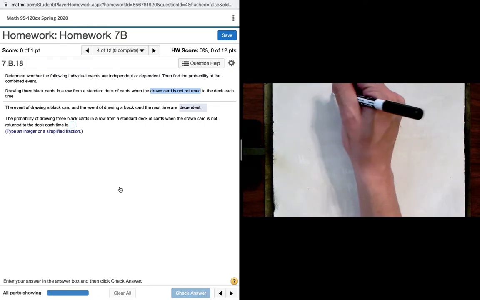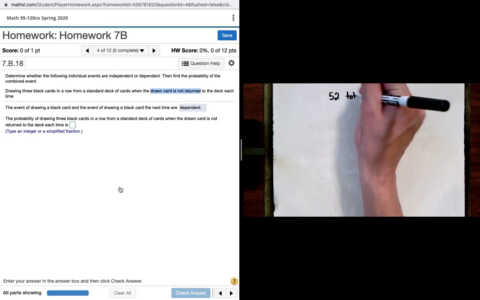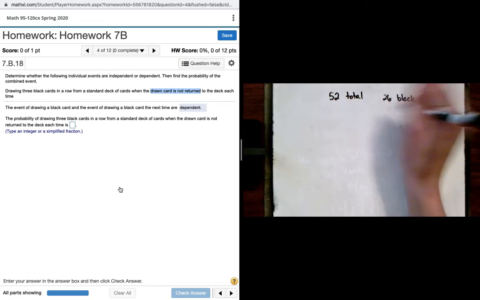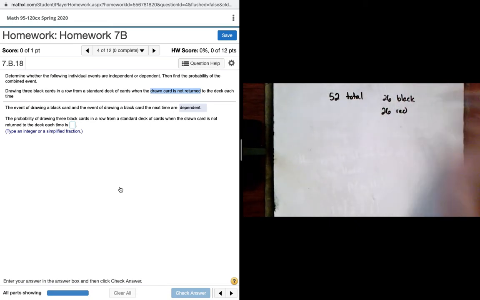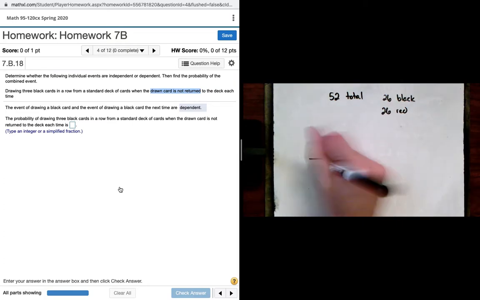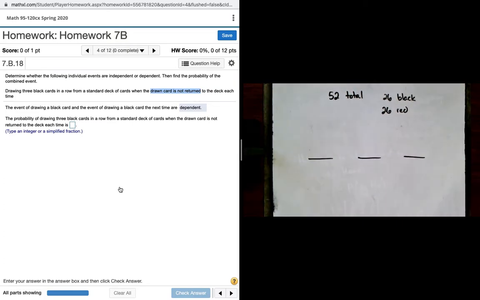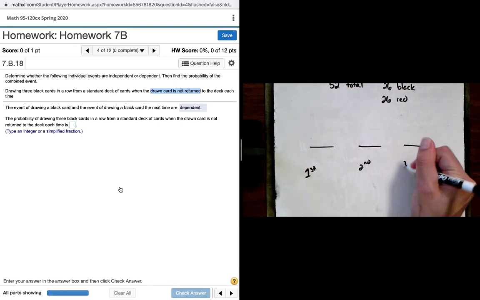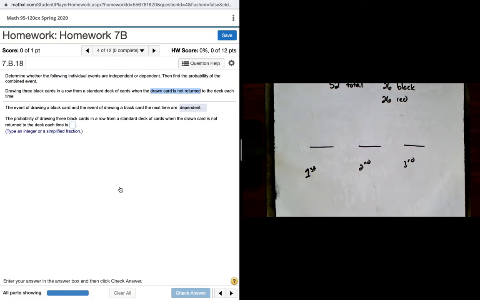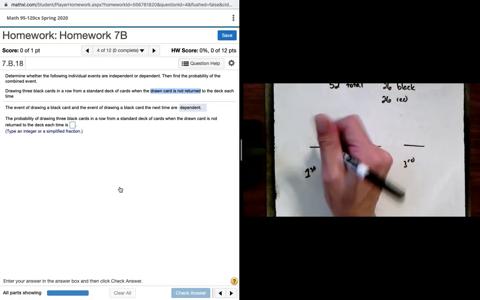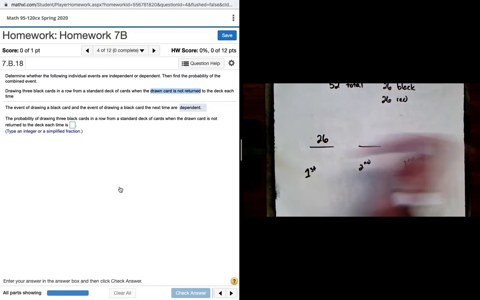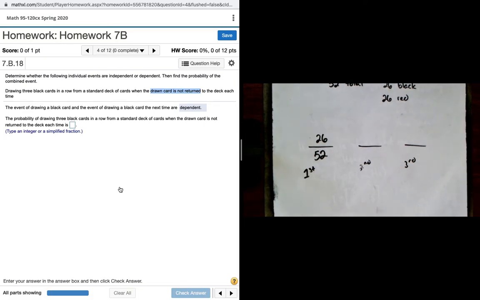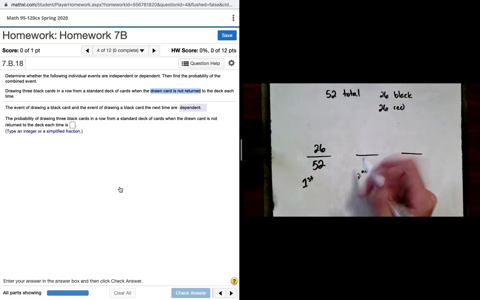Remember that in a standard deck of cards, there are 52 total. Half of them are black, and half of them are red. So I'm going to make three blank spaces here, and I will label them first, second, and third draw. In that first draw, I have 52 total cards to choose from, and 26 of them satisfy what I'm looking for. I want a black card in the beginning.